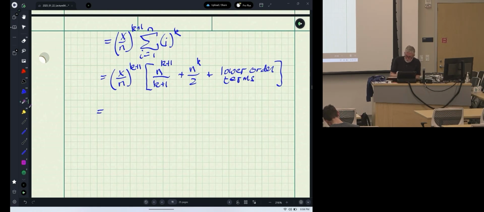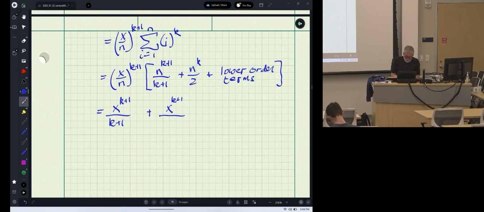Okay, so now we have a little bit of algebra to do once again. We have an n to the k plus 1 and an n to the k plus 1 here. So I'm going to multiply this term, and then those terms. So this is x to the k plus 1 over k plus 1, because I canceled n to the k plus 1 with n to the k plus 1. So this goes here, and this goes here. Okay, still get an x to the k plus 1.